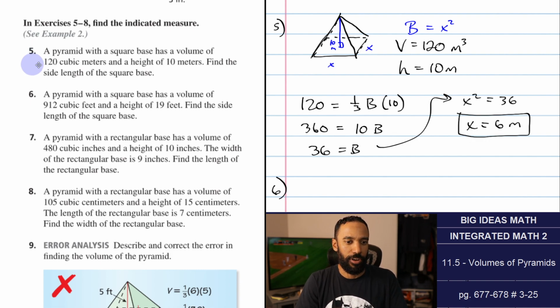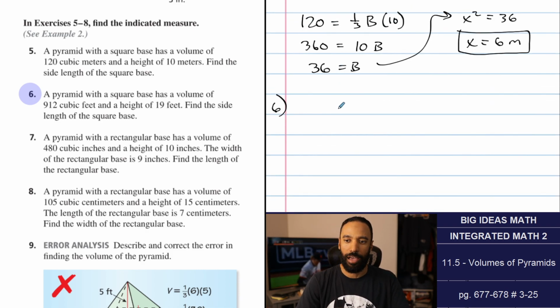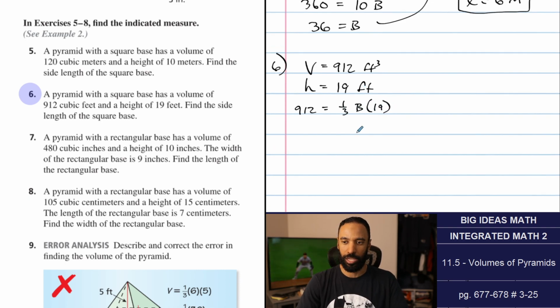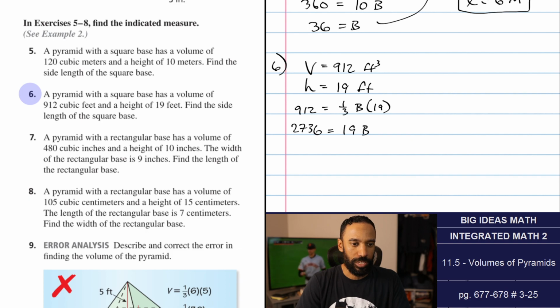A pyramid with a square base has a volume of this and a height of this. So it's the exact same setup as before. I'm not going to draw anything this time. I'm going to jump straight in. We have a volume of 912 cubic feet and a height of 19 feet. So no difference. This volume, 912, is 1/3 area of base times height. Because I can't take 1/3 of 19, I'd like to triple this, where you get 2736 equals 19 times area of base. I don't know that number, so it's my first time whipping out the calculator. 2736 divided by 19.